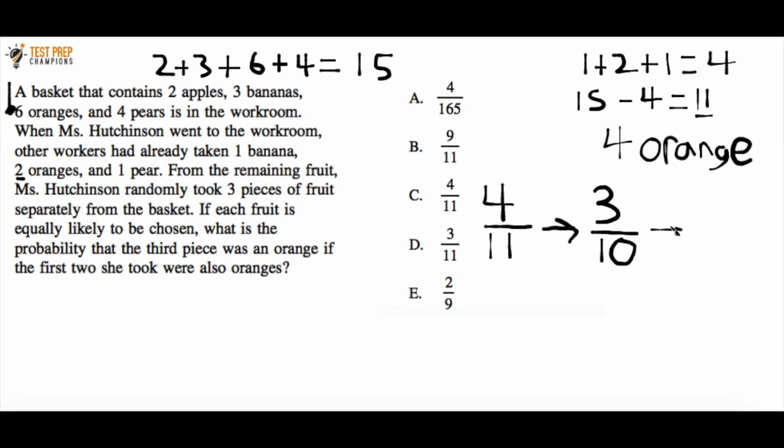And now let's say on her second pick, she picks out another orange. So on our third pick, how many oranges would be left? There would be 2. And how many pieces of fruit total would be left? Well, there would be 9. So the answer here is E, 2 out of 9.